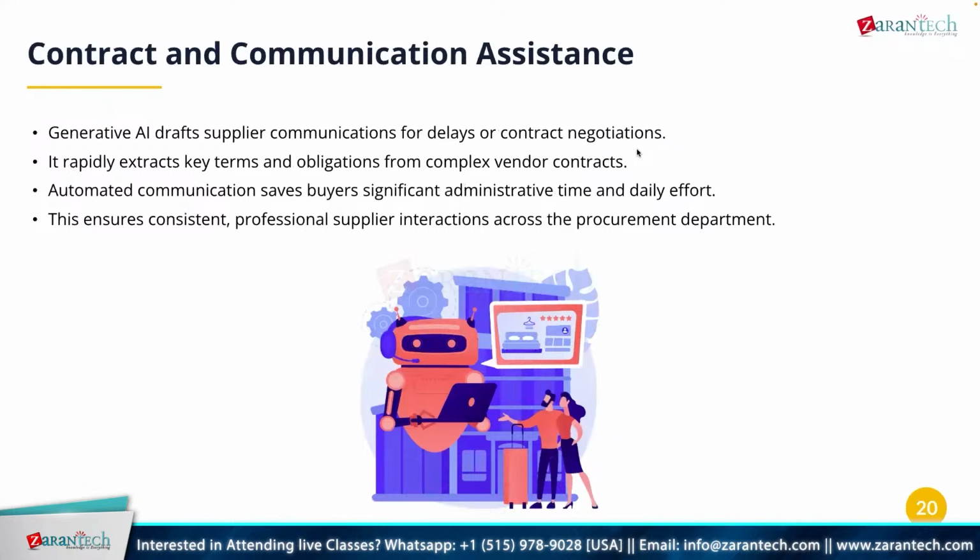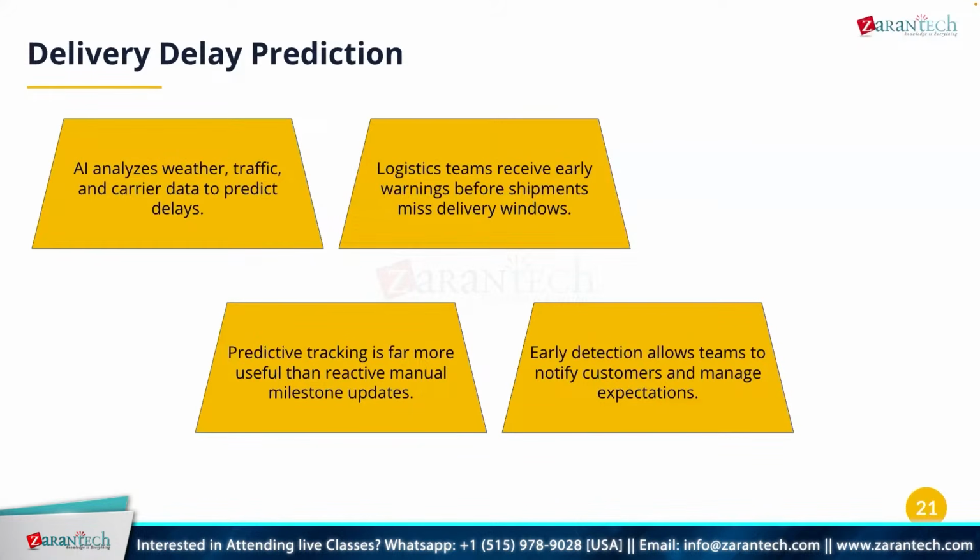Okay. And contract and communication assistance. Generative AI generally drafts the supplier communications for all the delays or contract negotiations. It will extract all these obligations and terms from vendor contracts, and accordingly, it will send automated communication for the buyers, saving time and daily effort on top of that. And then daily delivery delay predictions will also be taken care of, based on weather, traffic, and carrier warnings, with predictive tracking and early detection of where the product is stuck. All these kinds of things will help you.